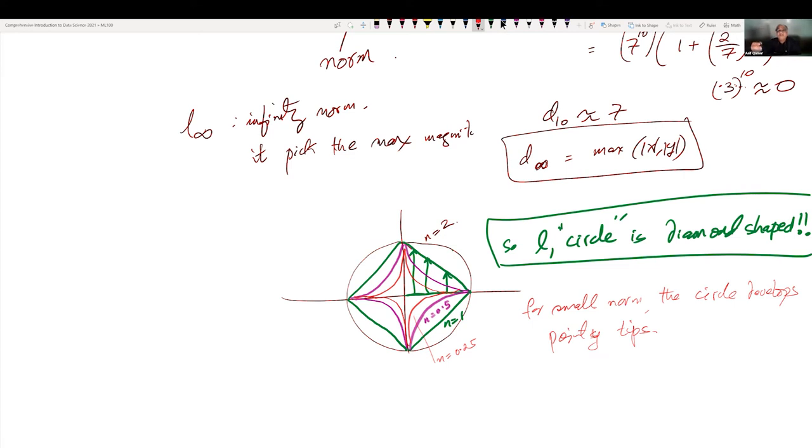Now, what about n greater than 2? Let me take a color that I haven't taken, maybe this color. If you take 3 or 4 or something like that, this will begin to look like this. So what is it? It's bulging out. n is equal to 3, let's say. Right? I've exaggerated it, drawn it out. It will be something like this.